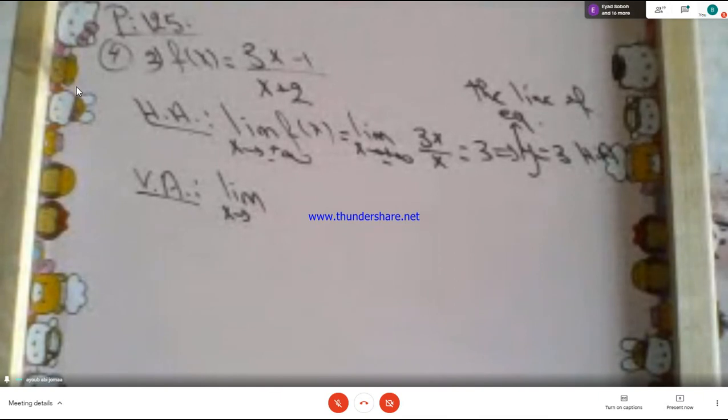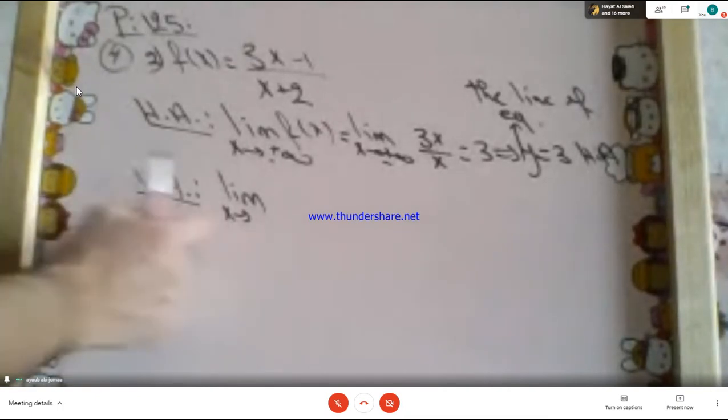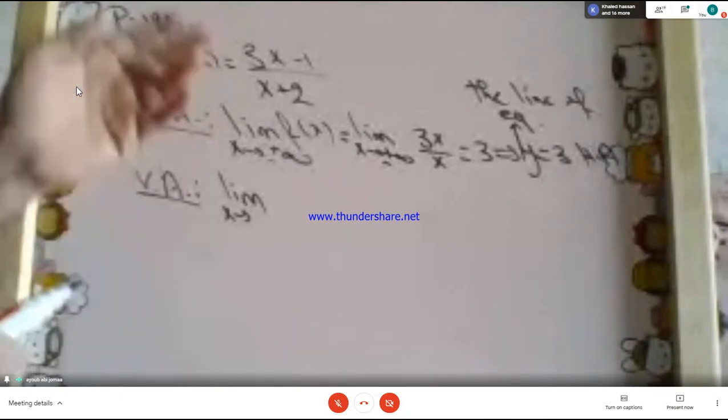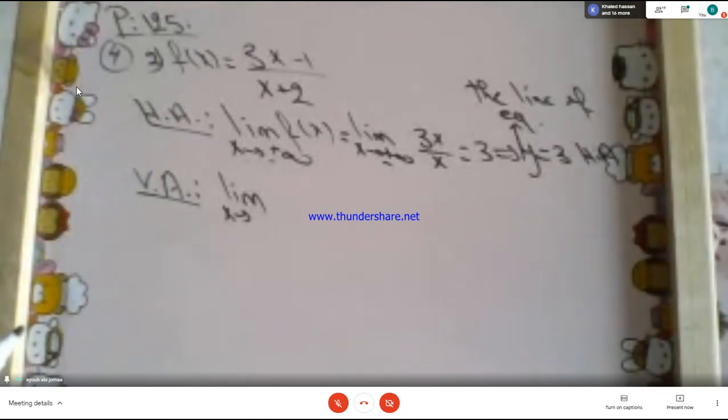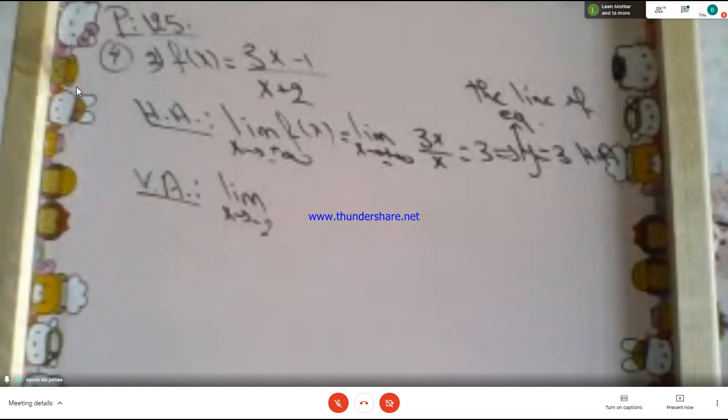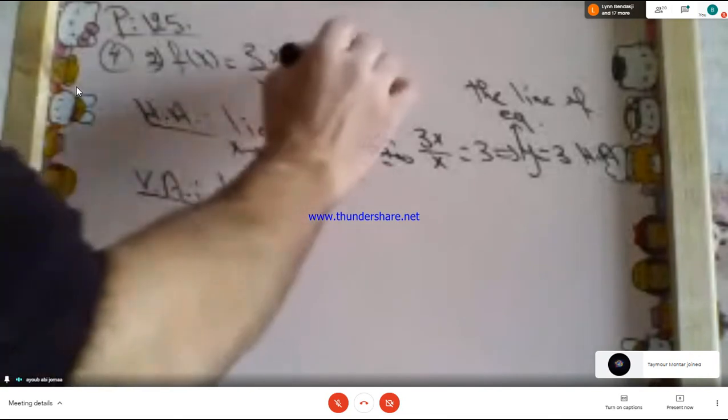Lin Yahya. To find the vertical asymptote, limit as x approaches what? Sir, honestly I thought about it but I don't know. Okay. What is the domain of this function? Can we say negative 2? What is the domain of this function? x is different than negative 2.